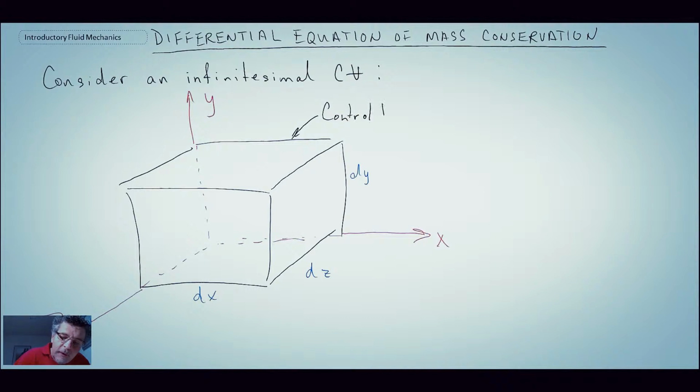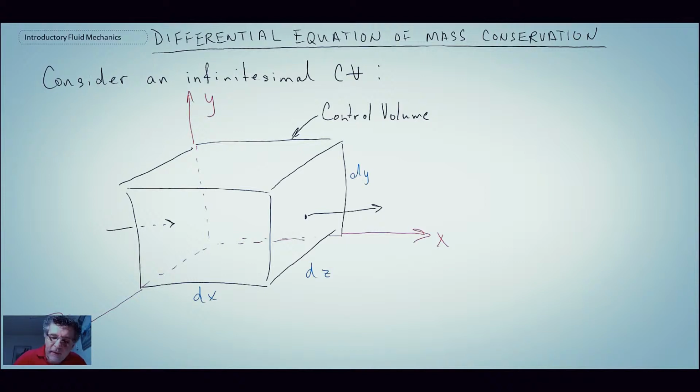Now, I'm going to write out an expression for the mass flux in the x direction, and we're going to use the Taylor series expansion in order to express this. We'll have mass flux coming in on the back surface, and mass flux leaving this surface here. So let me write out a Taylor series expansion for the mass flux.